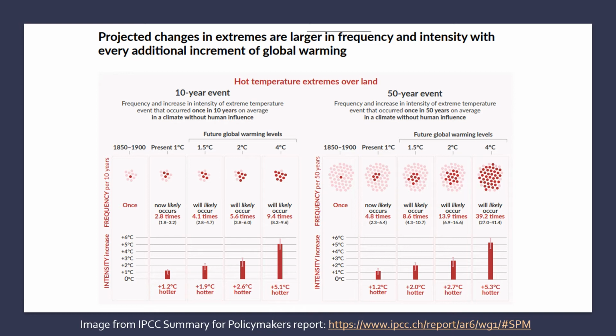Furthermore, we will see an increase in super extreme heating events. So heating events that maybe only used to happen once every 50 years will happen about 39 times over 50 years. So 39 times as likely if we see a 4 degrees Celsius temperature increase in the next 50 to 100 years.